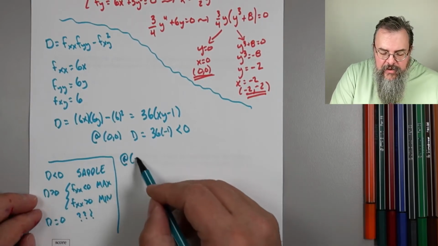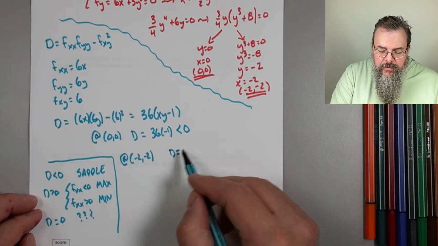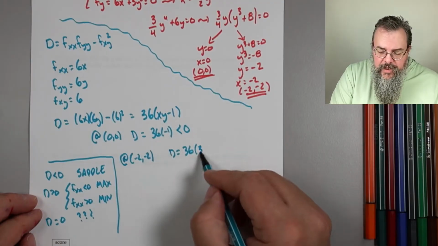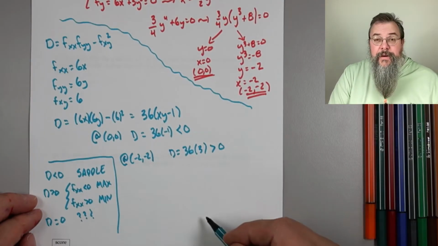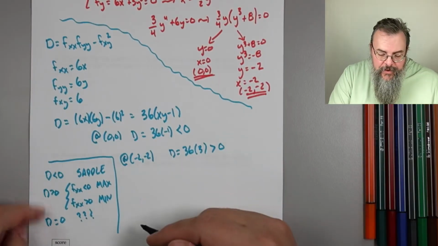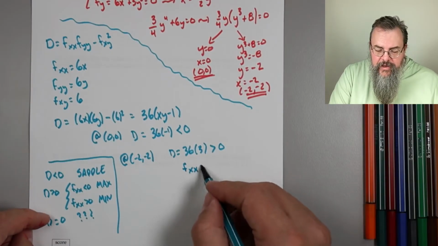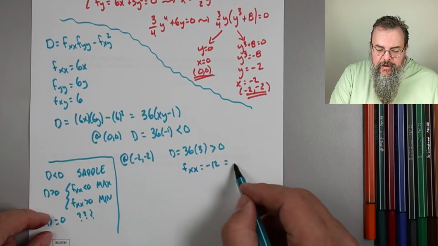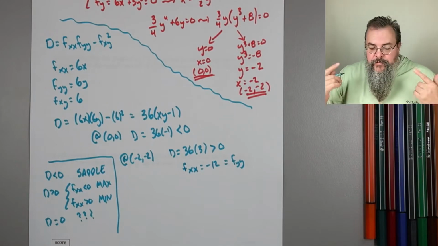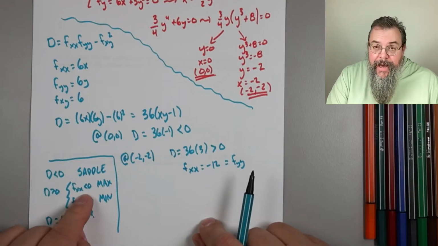At this other point, negative 2, negative 2, because that was our other point, we're going to get D equal to 36 times, well, negative 2 times negative 2 is 4, minus 1 times 3. It's 108, but all we care about is that it's positive. Positive means we're one of them. But which one? Well, we see that fxx is negative 12. It's also, by the way, the same as fyy. They're both negative values. Since they're both negative, that means we are in our max.